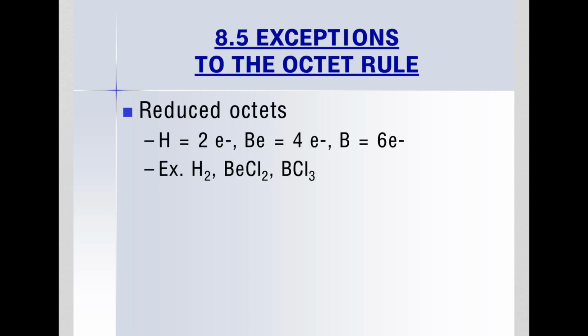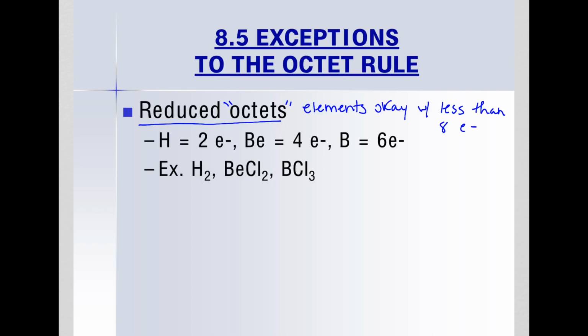So for our exceptions to the octet rule, there are 2 options. Option 1 would be what we'll call reduced octets. So these are elements that are okay with less than 8 electrons. In other words, they're not really surrounded by a true octet. By calling it a reduced octet, it's not really an octet because it's not 8 anymore. But you need to know which 3 elements will typically form these reduced octets.